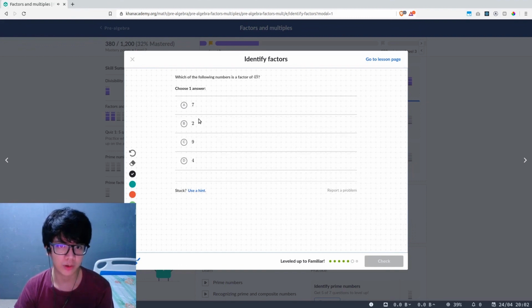Which of the following numbers is a factor of 49? 7 is. Which equation shows that 6 is a factor of 18? 6 times 3. Yeah, 6 times 3, dude. Or we could do 18 divided by 6, which would evenly give us a nice number there.